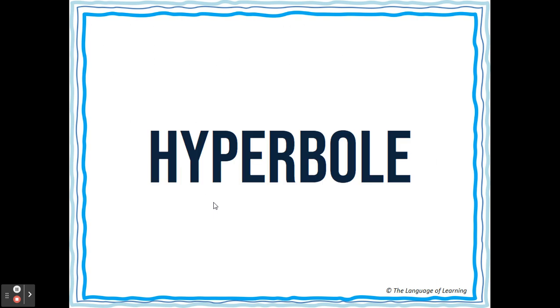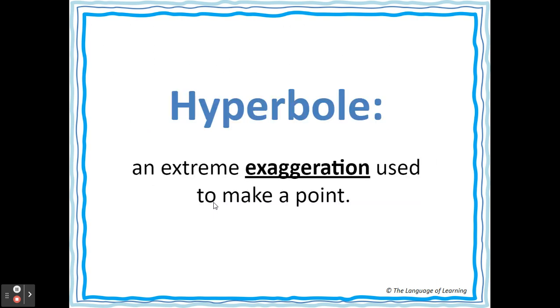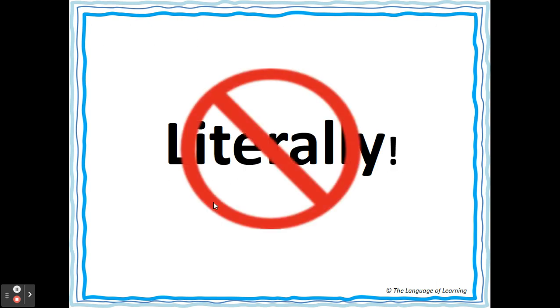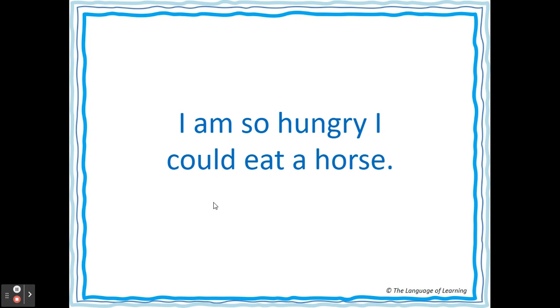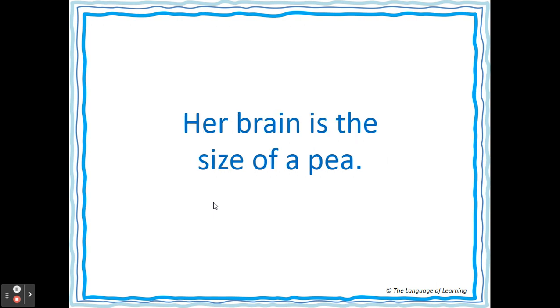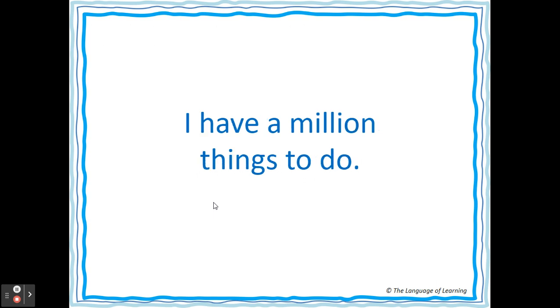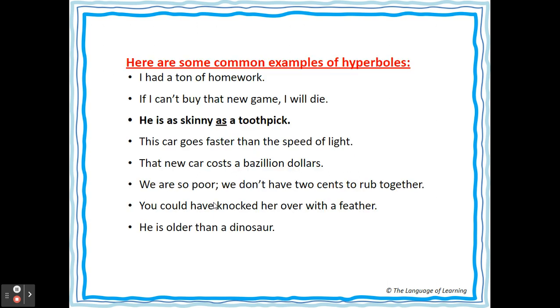All right, hyperbole. So these are big, extreme exaggerations, and it's used to make a point. So again, this is not literal. So you're not actually going to eat a horse. You're just so hungry. You say, I'm so hungry I could eat a horse, meaning you're not just hungry, you are really, really hungry. Her brain is the size of a pea. So think about what that might mean. I have a million things to do. Notice you don't actually have a million things to do. You just have a whole lot.